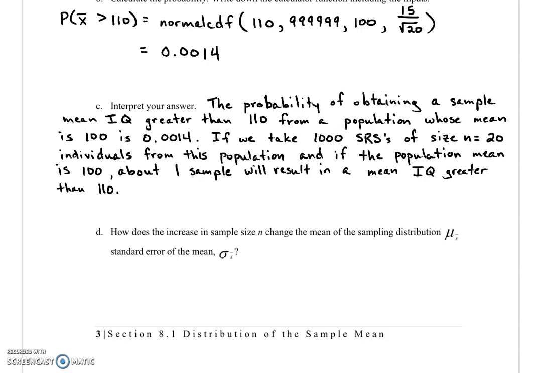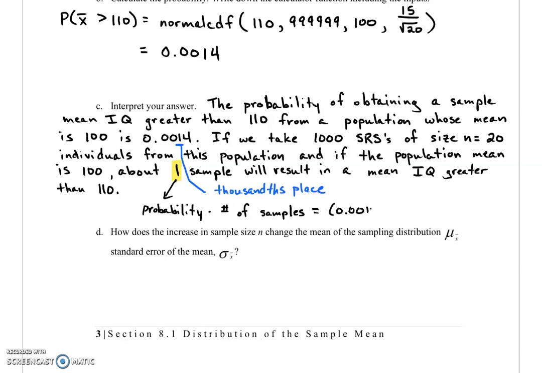So this time, why did we choose to take 1,000 simple random samples? Well, if we look at the probability, the first non-zero digit is in the thousandths place. So to get our number of one sample, we're still doing probability times the number of samples, which in this case is 0.0014 times 1,000, which is 1.4, or approximately one sample.